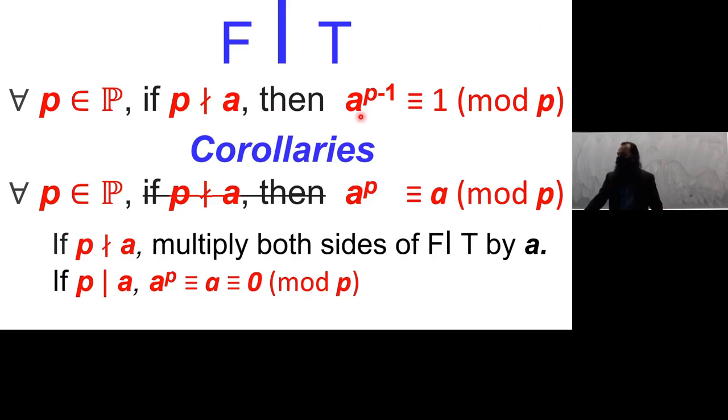Fermat's little theorem applies. And then you just multiply both sides by A. Okay? And if P does divide A, then A is congruent to 0 mod P, right? Because P divides A. And if A is congruent to 0, then A to the P is congruent to 0. A times A times A times A, P times, that's divisible by P if A is divisible by P. So that's why we don't have to care.